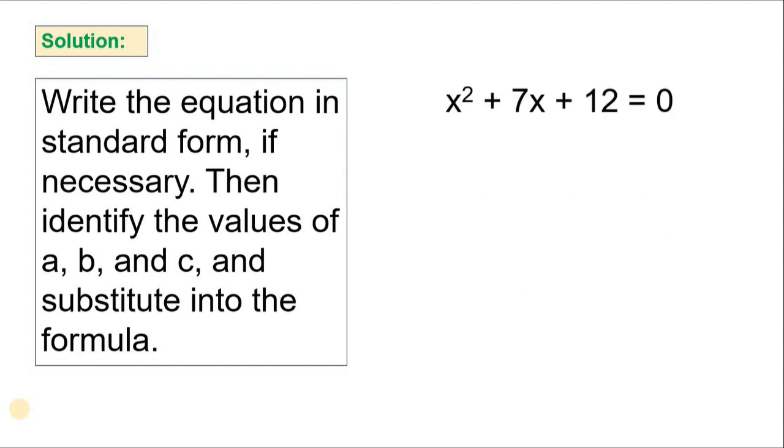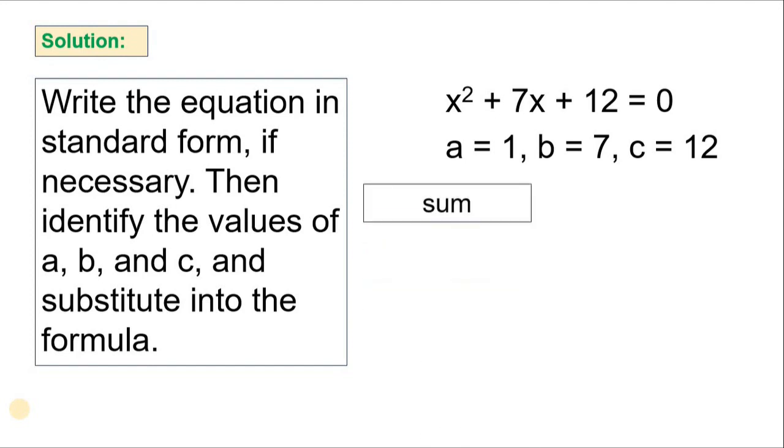Problem number 1, we have x squared plus 7x plus 12 equals 0. So our equation in standard form, hindi na natin kailangang i-write pa sa standard form kasi nasa standard form na rin naman siya. Second one, we're going to find the value of A, B, and C. So our A here is 1, our B is 7, and our C is 12.